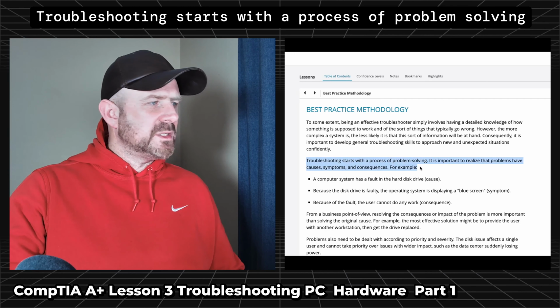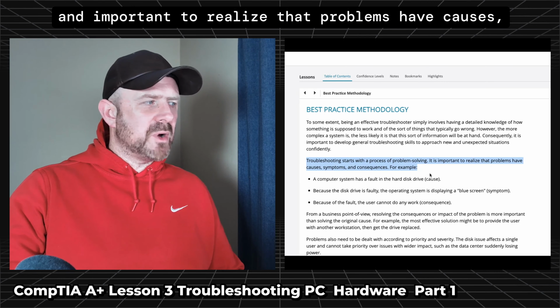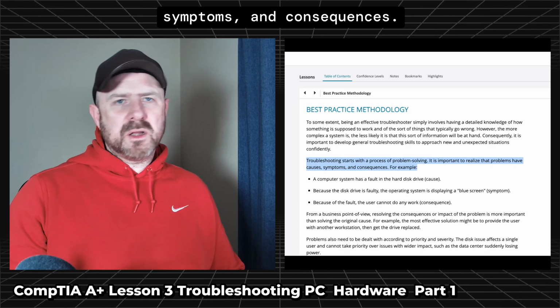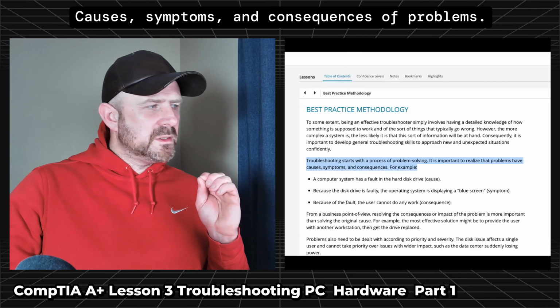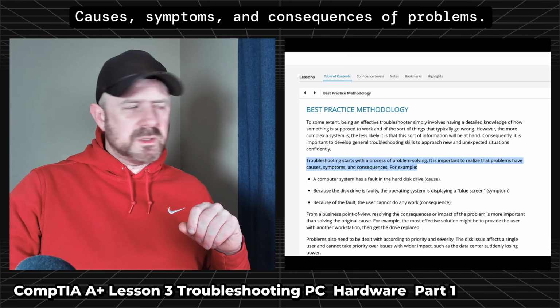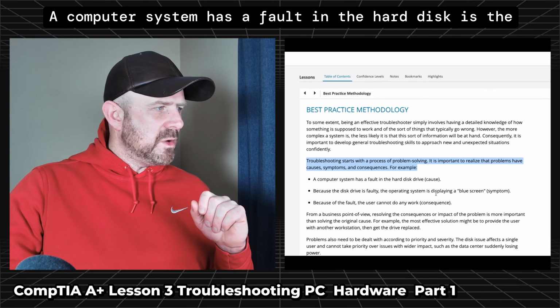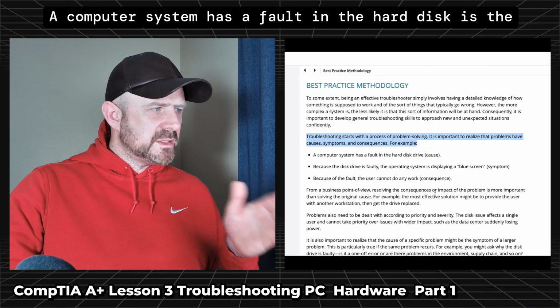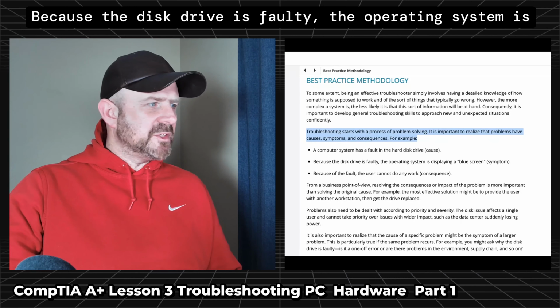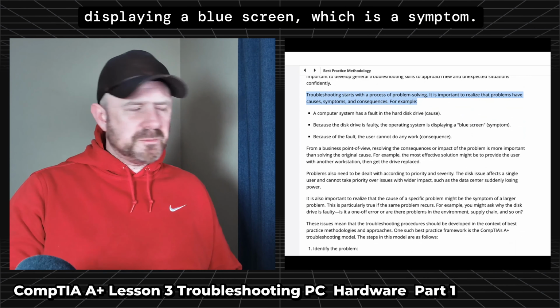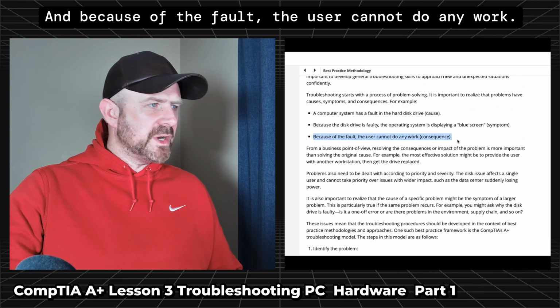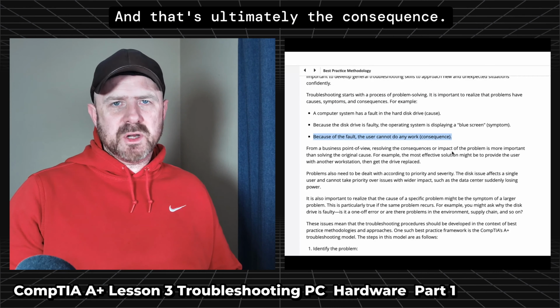Troubleshooting starts with the process of problem solving, and it's important to realize that problems have causes, symptoms, and consequences. And that's an important line in the CompTIA A+: causes, symptoms, and consequences of problems. A computer system has a fault in the hard disk, which is the cause. Because the disk drive is faulty, the operating system is displaying a blue screen, which is a symptom. And because of the fault, the user cannot do any work. And that's ultimately the consequence.